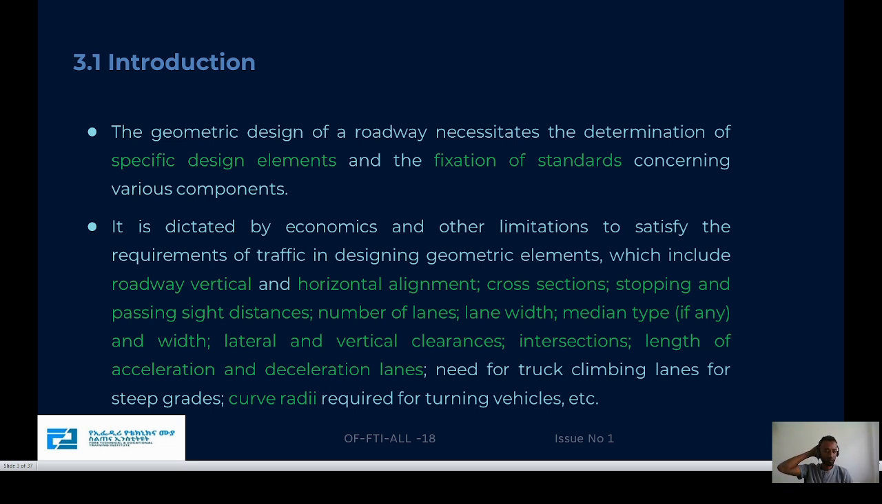The introduction: the geometric design of the roadway requires the determination of the specific design elements, for example horizontal alignment, vertical alignment, as well as sight distance, and also the fixing of standards concerning varying components, dictated by economics or other limitations, to satisfy the requirements of the traffic. Geometric design includes the roadway vertical and horizontal alignments and the cross section.